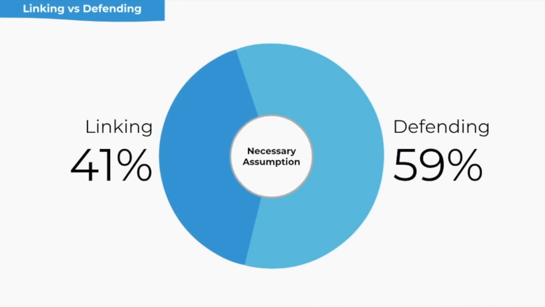Now, there are two common forms when you're looking at necessary assumption questions. There's the linking form, where you're trying to build a bridge in a gap in a chain of conditional reasoning. And then there's the defending form, where you're trying to protect the argument from something potentially devastating to it. So let's take a look at each of these. We'll start out with the linking form.